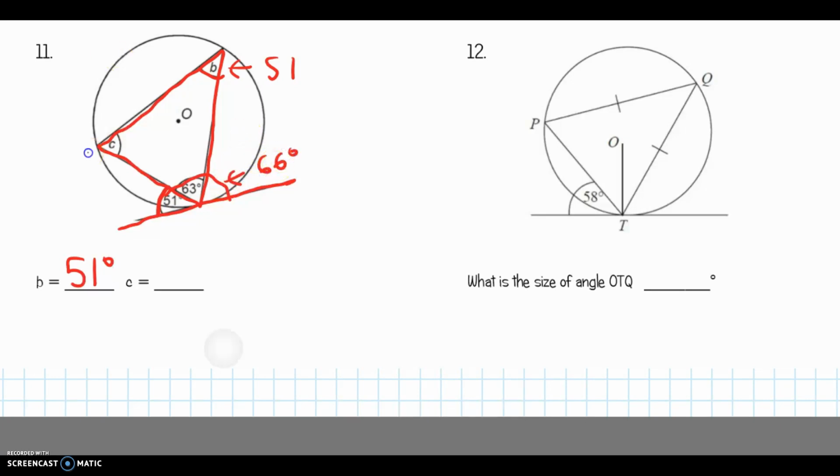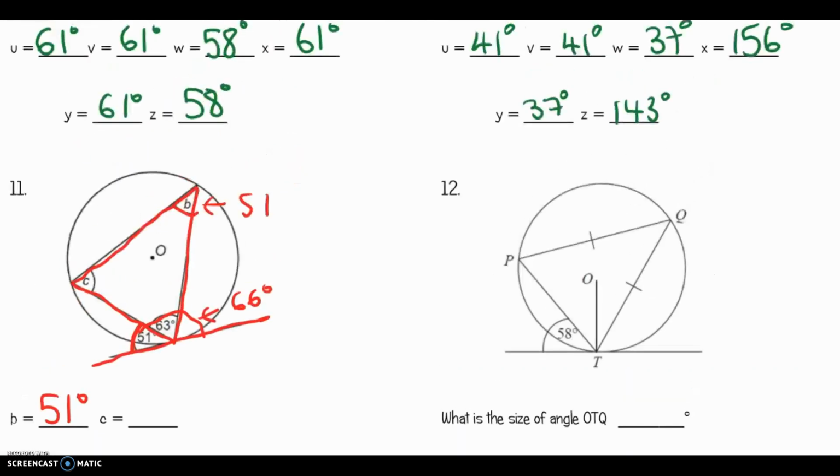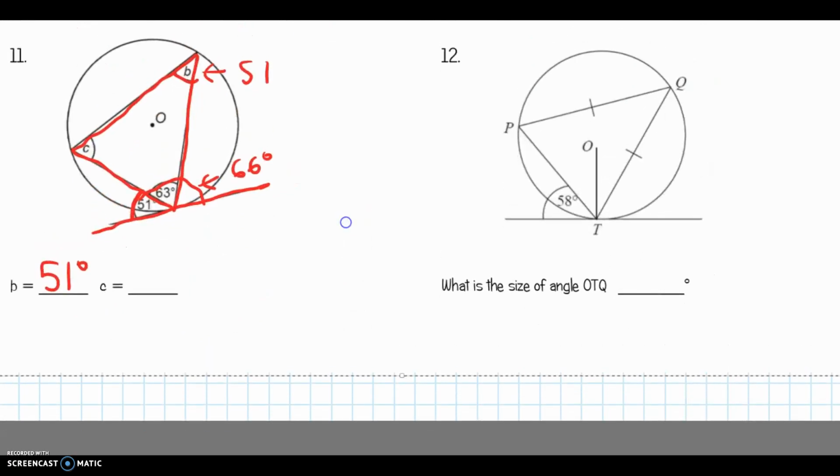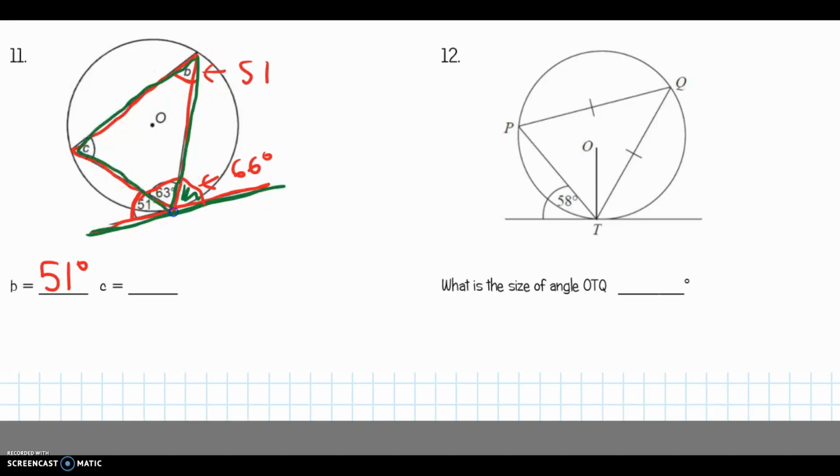And then we can do the alternate segment theorem again, kind of the other way. So we could say this is our tangent. This is the chord this time. So this angle in here is the same as the one out here. So C must be 66 degrees.